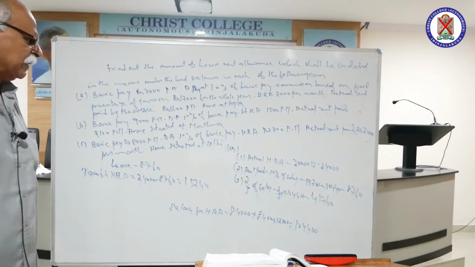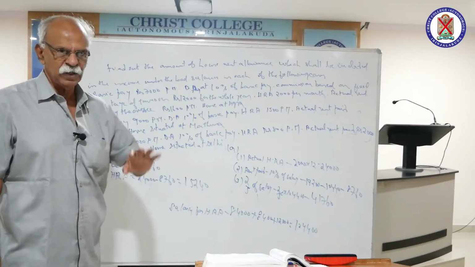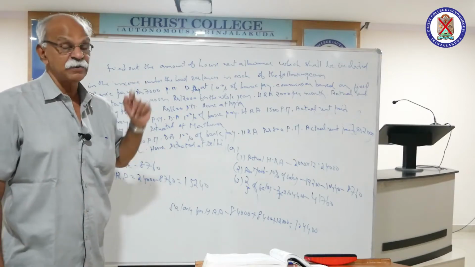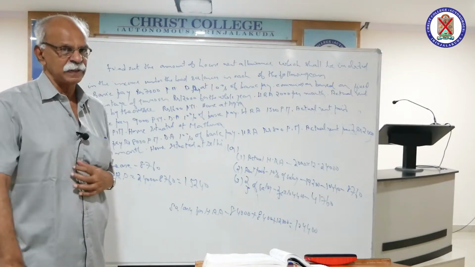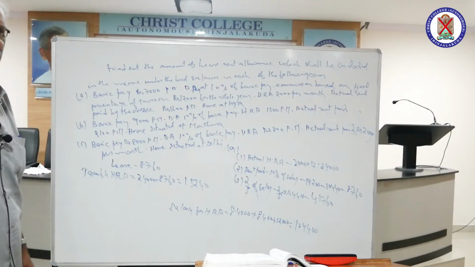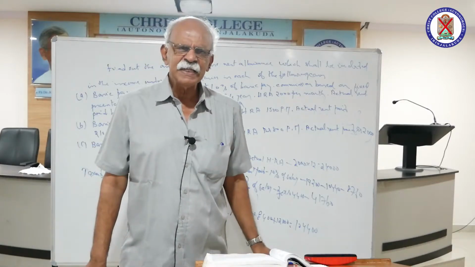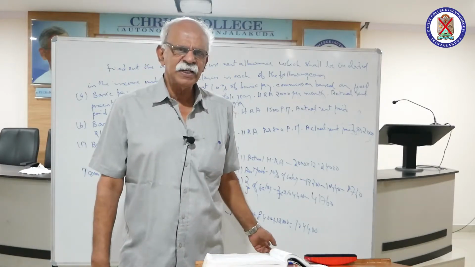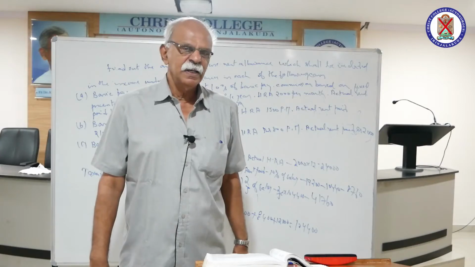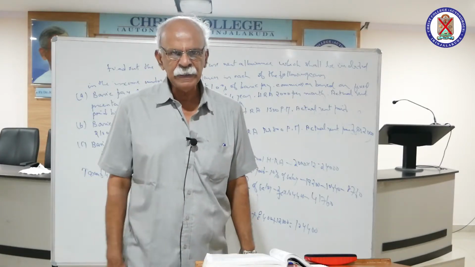Now let us work out the problem. There are 3 clauses given. We have the salary for the purpose of HRA, and now we have to find out the exempt amount of HRA. First one is actual HRA. Actual HRA per month is 2,000, so for 12 months it comes to 24,000.